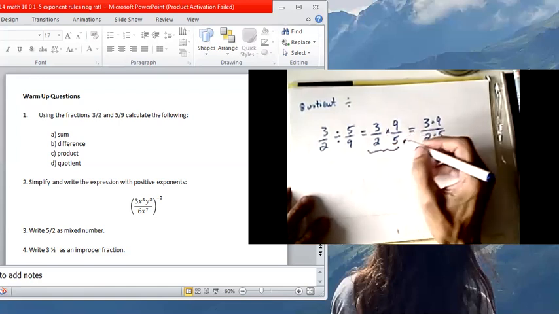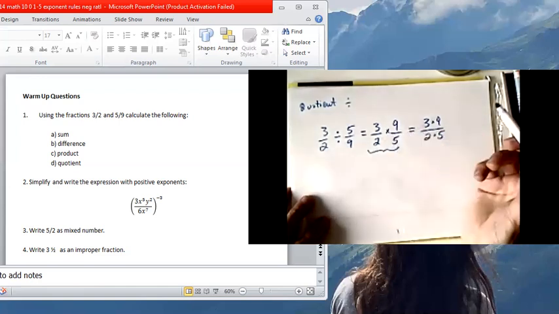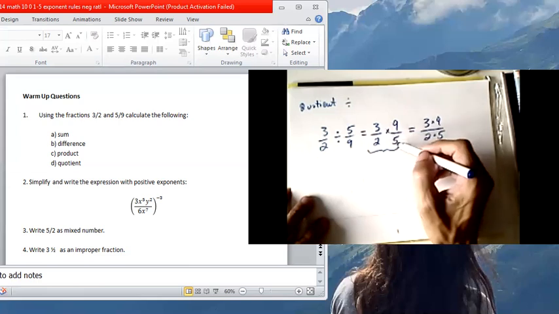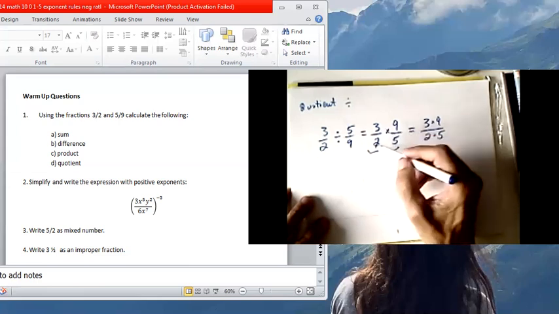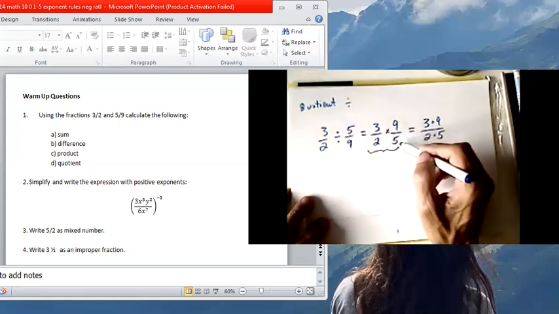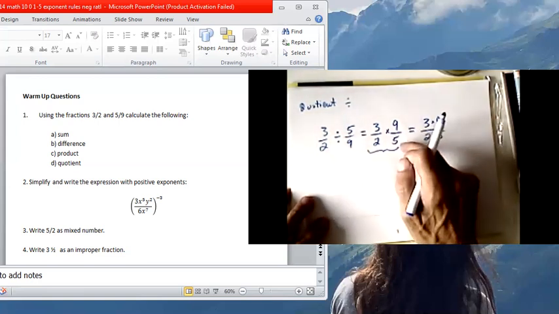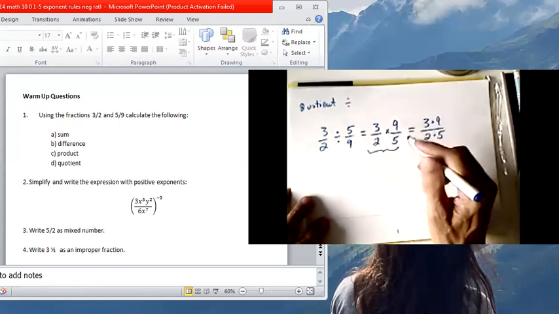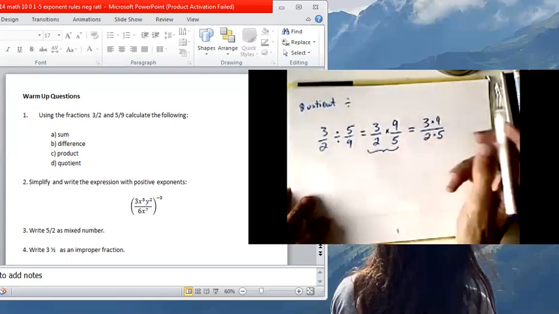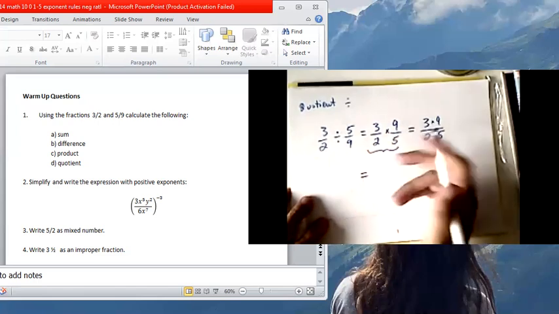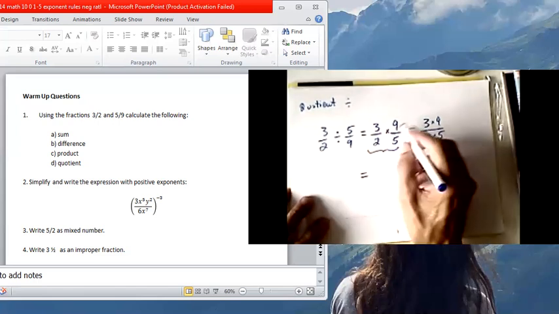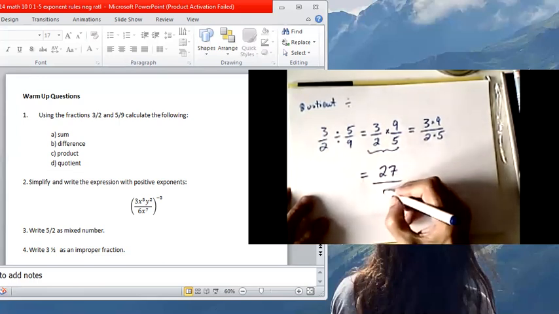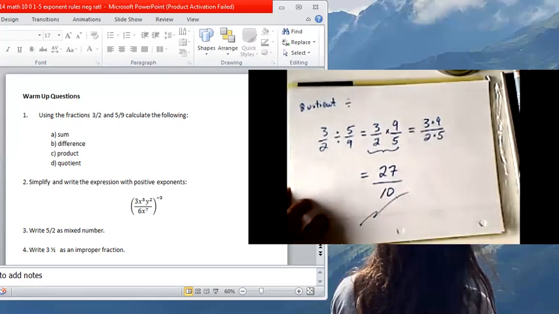And see, is there a number that divides both on the top and on the bottom? Is there a number that divides 3 and 2? Nope. 3 and 5? Nope. 9 and 2? Nope. 9 and 5? Nope. Okay, so no simplifying in this situation. Okay, no canceling out to make the numbers smaller ahead of time. We're stuck with these. We got to work with them. But as you can see, they're not so bad. 3 times 9, boom, 27. 2 times 5, 10. Done.